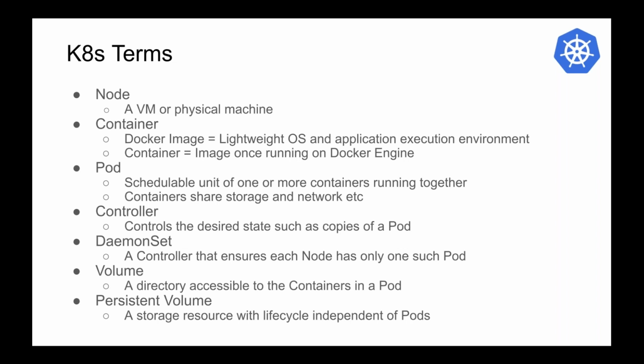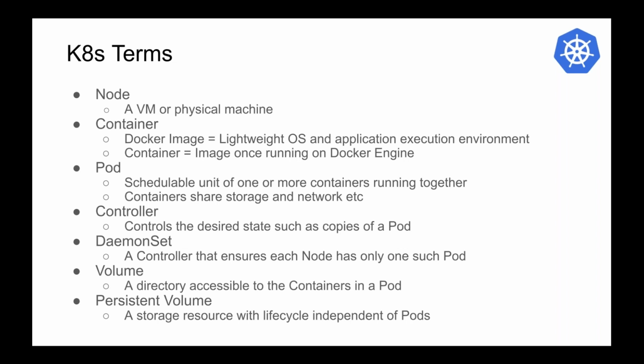So starting with a node. A node is a VM or physical machine that Kubernetes manages. It's the physical machine that really runs your code. It can be a VM, of course. A container is a Docker image. I hope you are familiar with the concept of a Docker image. It's a lightweight OS and application execution environment, encapsulated so you don't get interfered with by the outside world. A container is a running image. Of course, Kubernetes supports other container frameworks, like, for example, Rocket, but in this discussion, we'll only talk about Docker.